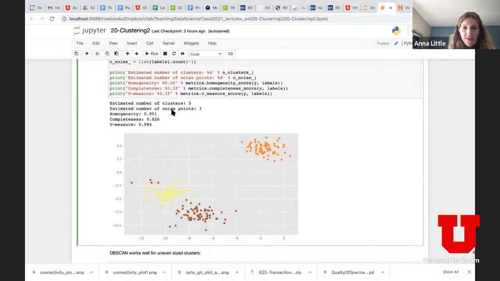or noise points. Okay, and then we can see a very good homogeneity score, but this is probably because the data was a little bit over clustered, right? It sort of clustered it into 5 clusters instead of 3. So the completeness score is not very good. And then the V measure is in between.